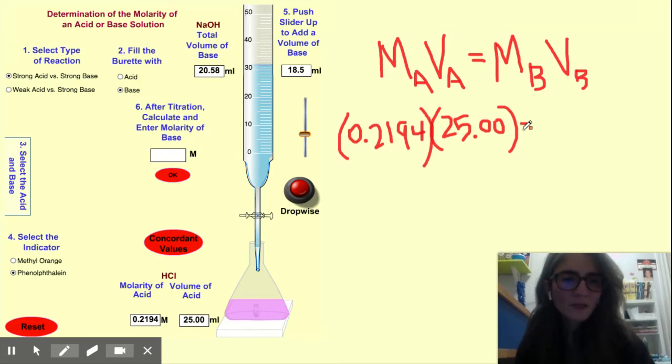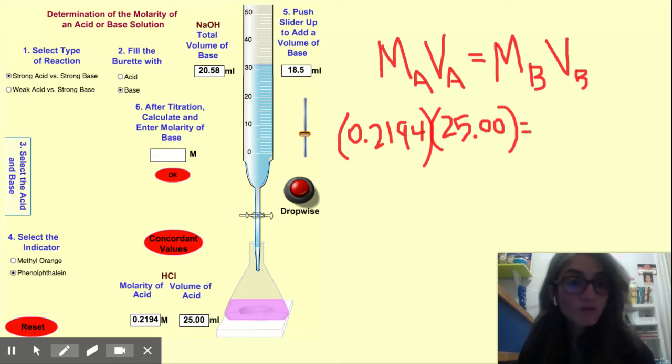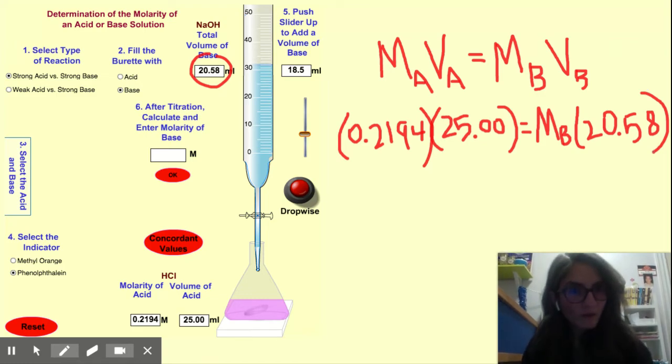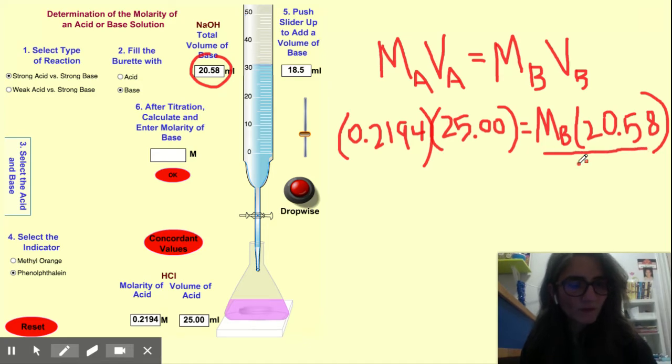All right. And that's going to be equal to what? What I don't know in this case is actually the molarity of the base. So I'm going to keep that as a variable. I'm going to use MB. You can put an X, whatever. But I like to keep it to know what I'm looking for. And I'm going to go ahead and use the volume of the base that's over here, and that happens to be 20.58. Okay. All right, so I want to solve for the molarity of the base. So I would divide on both sides by this 20.58.